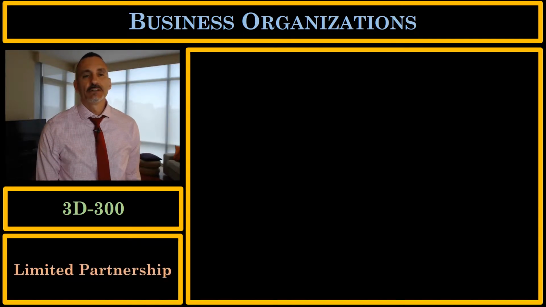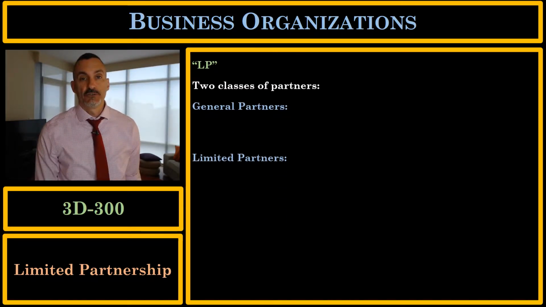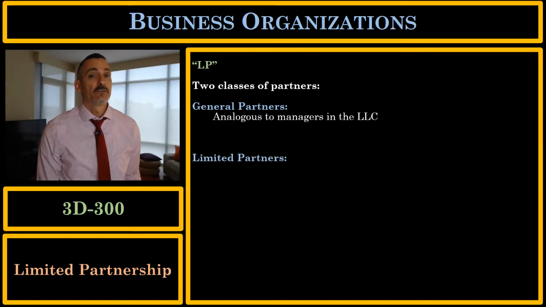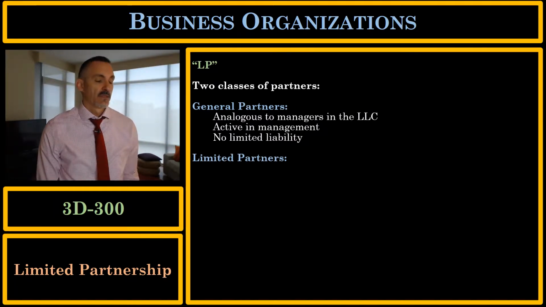Let's talk about an interesting business organization called a limited partnership. It's often referred to as an LP, and the important aspect of the LP is that it has two classes of partners. It has general partners and it has limited partners. The general partners are analogous, if you will, to the managers of an LLC. They are active in management and they receive no limited liability protection.